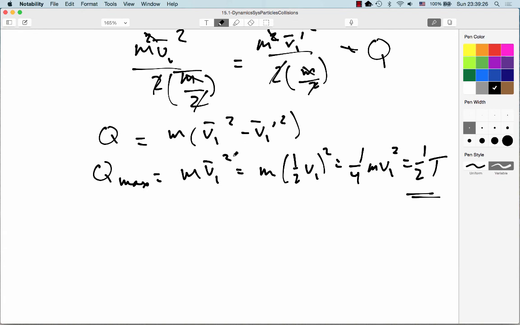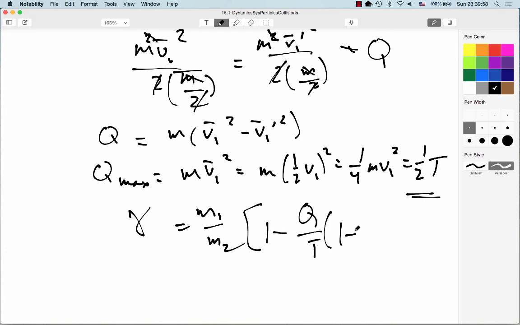So in that case, what they do in high energy physics experiments is they go ahead and they actually do the really hard work of getting two counter-rotating beams to collide into each other so that they're working in the center of mass frame and there is no energy loss, or you don't lose half the energy just due to recoil. In any case, you can show the general case, gamma is m1 over m2 times 1 minus Q over the kinetic energy times 1 plus m1 over m2, all raised to the negative 1 half.